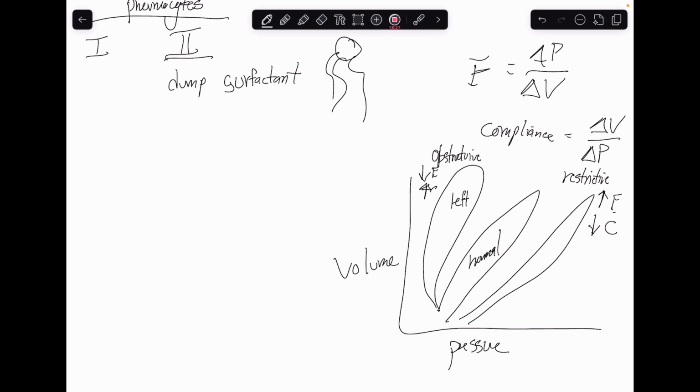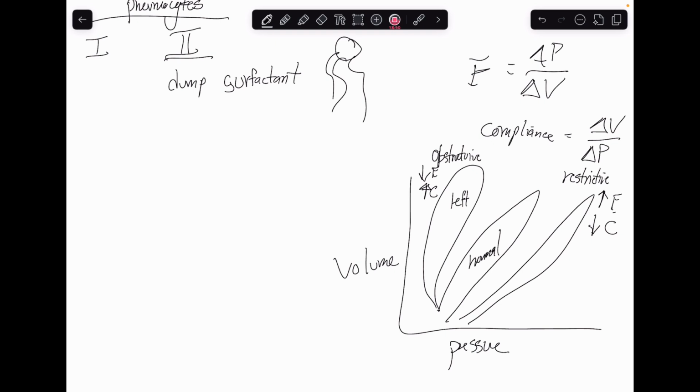So obstructive, you have no problem getting air in, but you have a really difficult time getting air out with exhalation. With restrictive, it's the opposite. You have a hard time getting air in, but you have no problem getting air out. And that's because with restrictive, you have high elasticity.